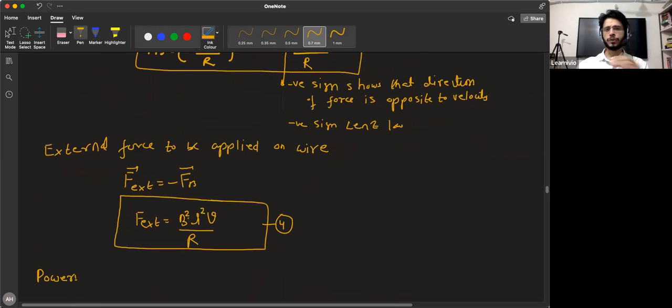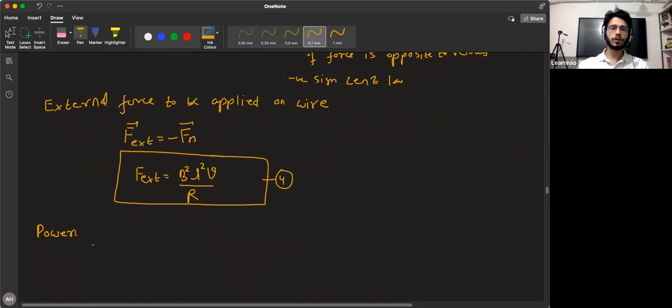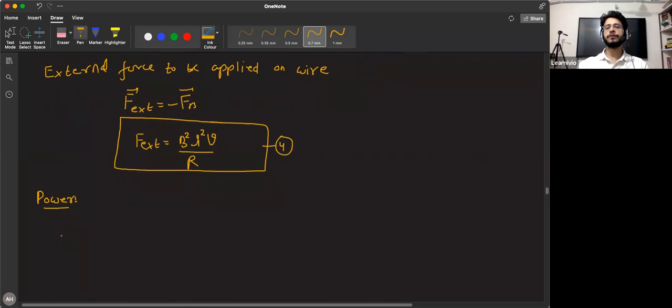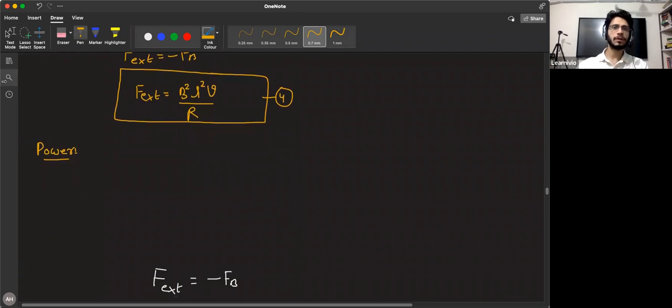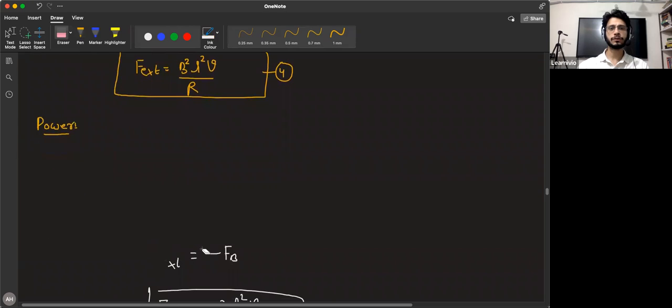That's right. So F external is B squared L squared V by R. The next is power. See, we have two types of power. One is electrical power, another is mechanical power. So let's see what electrical and mechanical power mean.